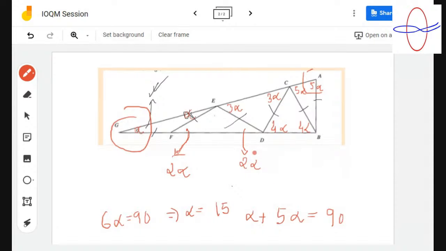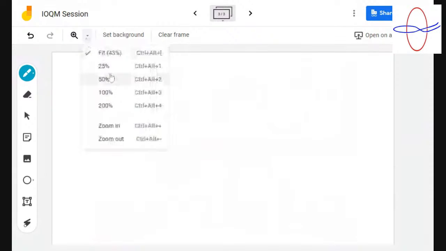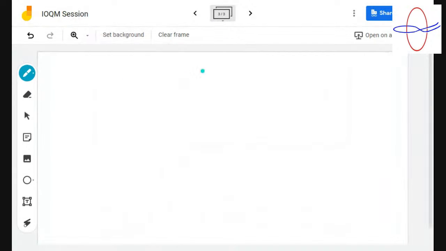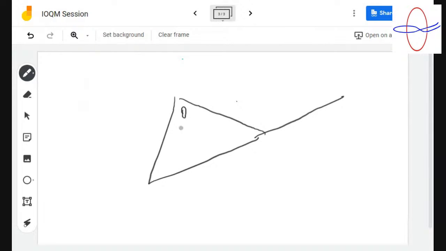Sure. So let's understand this very carefully. Take this triangle. In a triangle like this, if these two angles are theta and phi respectively, this angle is theta plus phi by the exterior angle theorem.